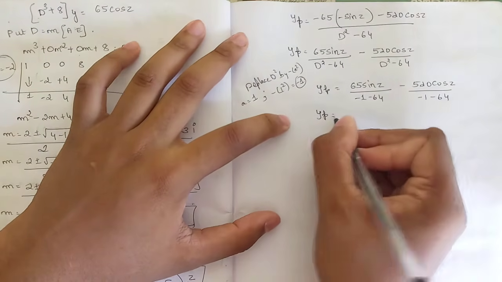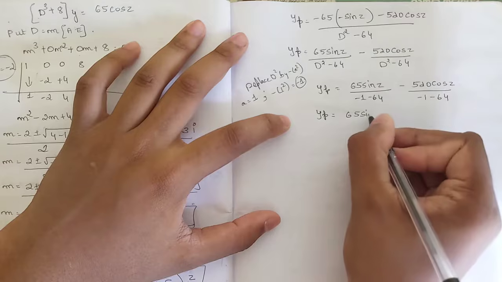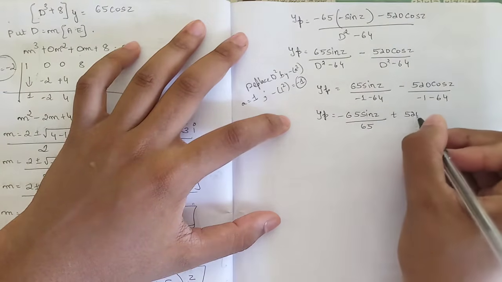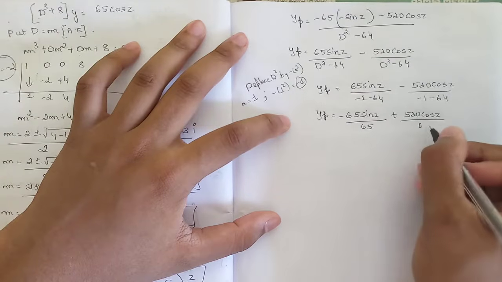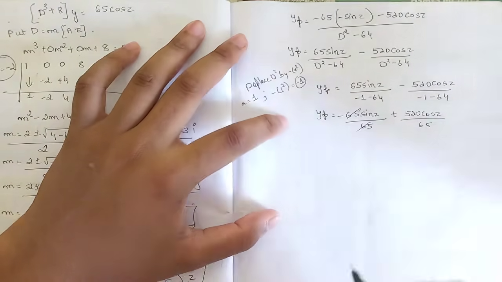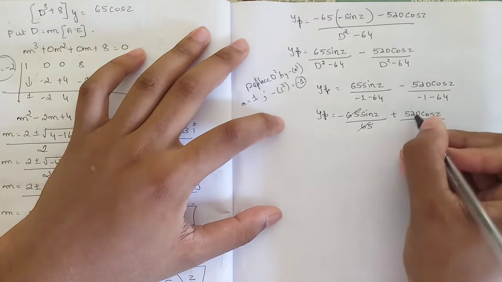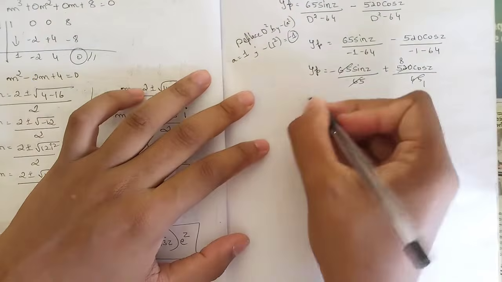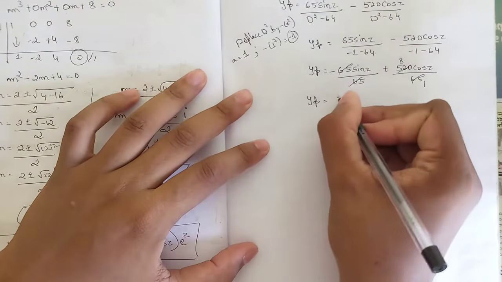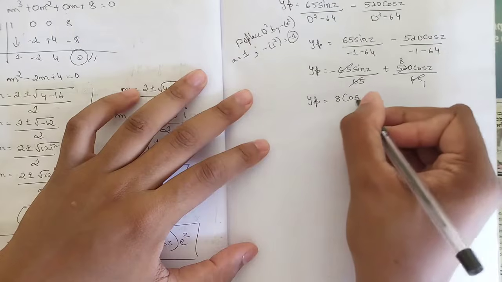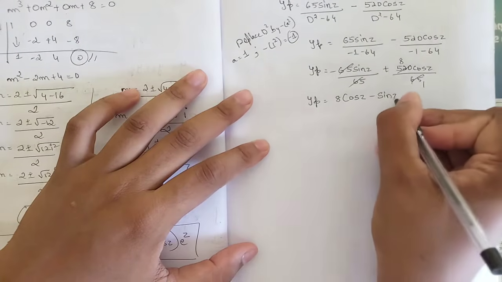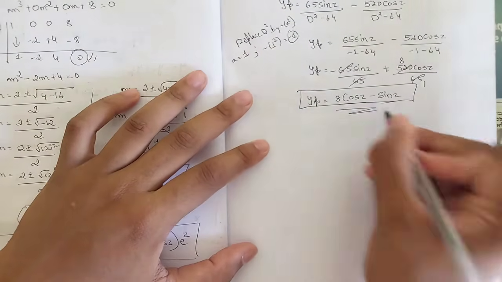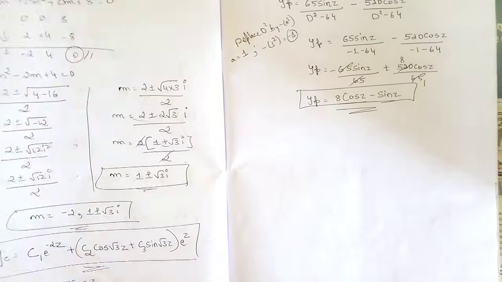So yp is equal to minus 65 sin Z by 65 plus 520 cos Z by 65, right? So this 65 gets cancelled, so 65 1s are 65 and 65 8s are 520. So we get yp as 8 cos Z minus sin Z. Yeah, that's it. This is your particular integral.